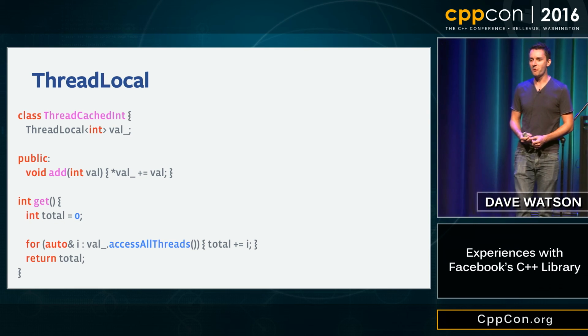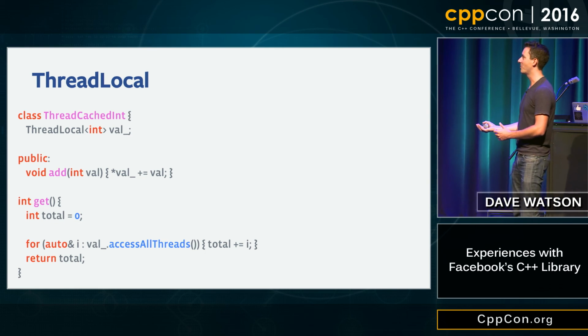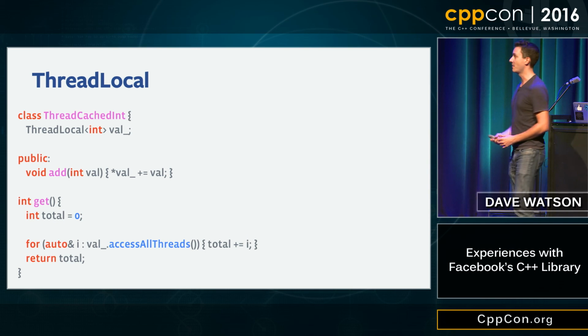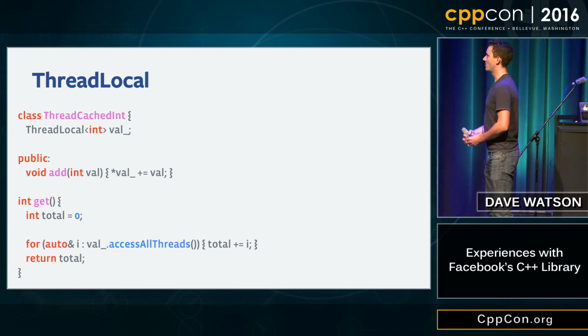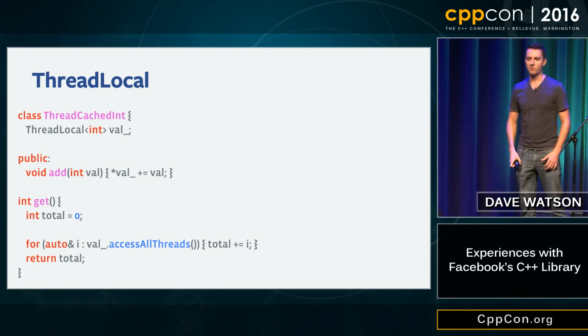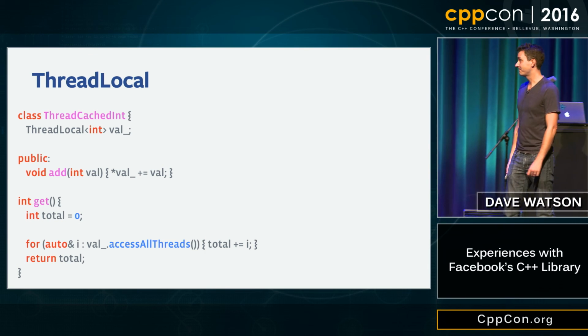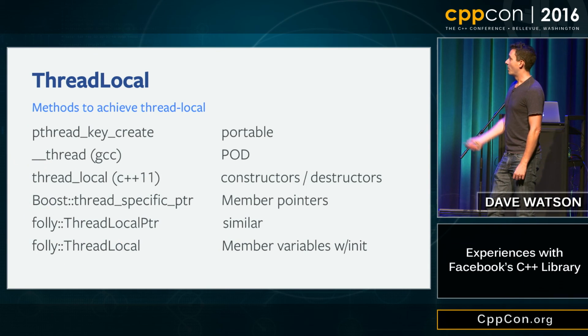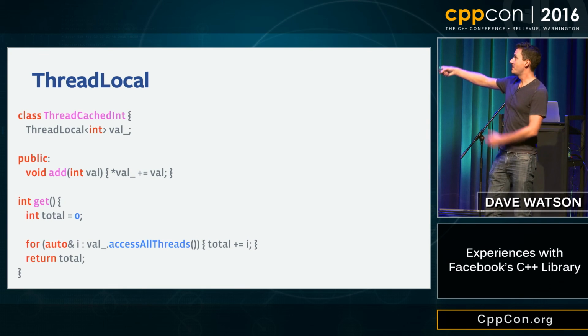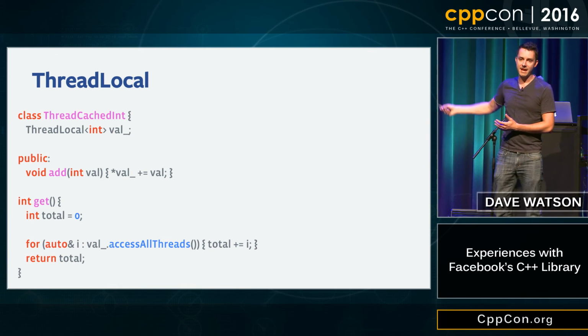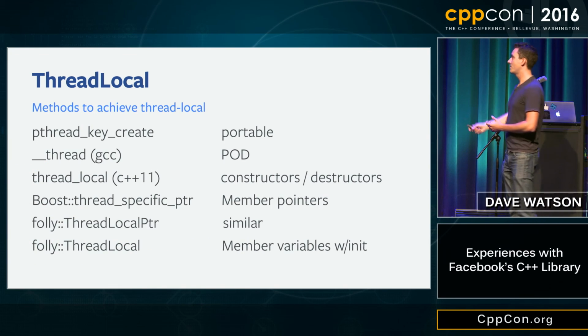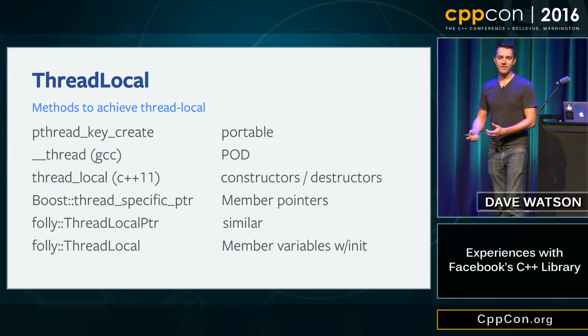That's pretty much the whole point of why we have a version of thread local in our library that no one else has really implemented. So you walk around all the different thread local threads, add up the values, and then you have the global value for whatever it would have been if it was actually a global. Boost thread specific pointer can be used as a member variable. It does not have the accessAllThreads method. Folly thread local pointer does have the accessAllThreads method.